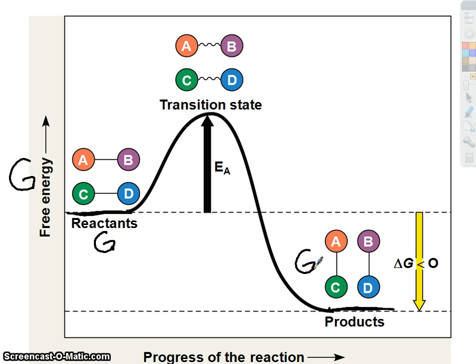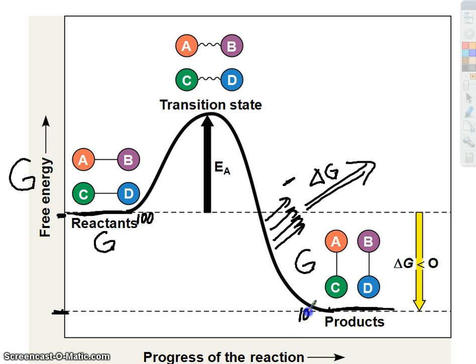This would be an example of an exergonic reaction because the amount of energy in the products is a lower number than the amount of energy that was contained in the reactants. In other words, this energy here, delta G, would be negative because it's being given away. The direction is away. It's releasing energy. So maybe if this was 100, and this was 10, delta G would be what? We started with 100, we now have 10. So delta G would be minus 90. So 90 joules, let's just say, of energy were released in this reaction.